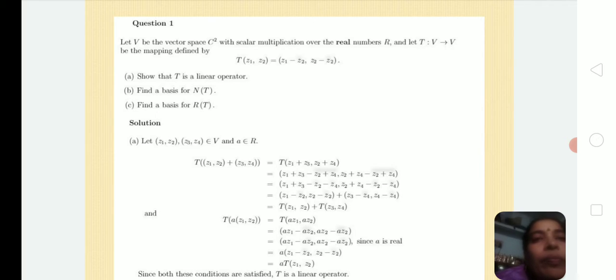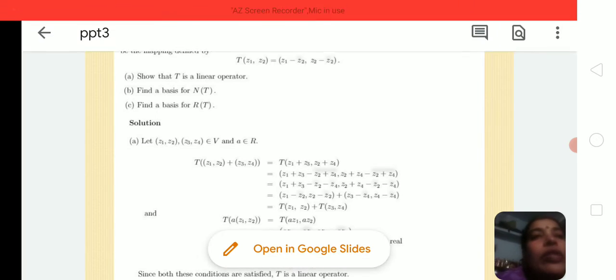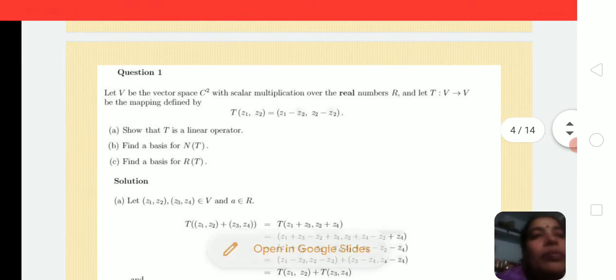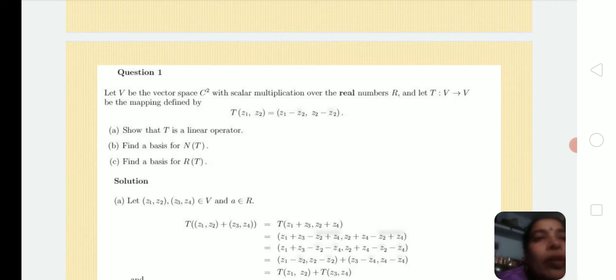Here see this question. Let V be the vector space C2 with scalar multiplication over the real numbers R, and let T from V to V be the mapping defined by T(z1, z2) = (z1 - z2, z2 - z2). See the conditions. First one is show that T is a linear operator, the second one is find a basis for N(T), and the third one is find a basis for R(T).